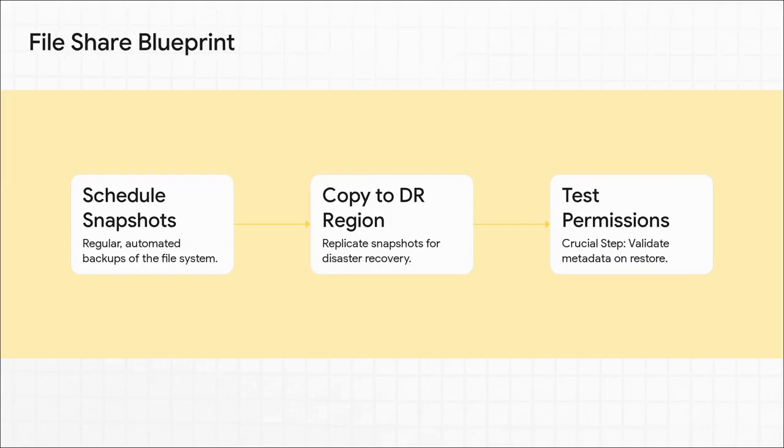Now for the file share, the process looks pretty similar on the surface, right? Schedule regular snapshots, copy them to the DR region. But here is the crucial bit people often miss. We have to test the restore of permissions and metadata. I mean, a restored file that nobody can access is completely useless, so this validation step is absolutely non-negotiable.